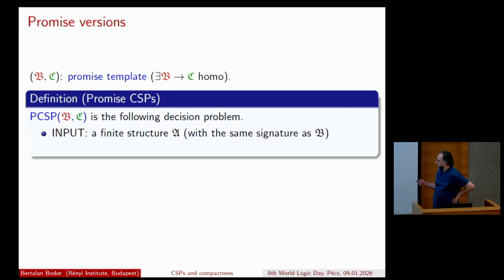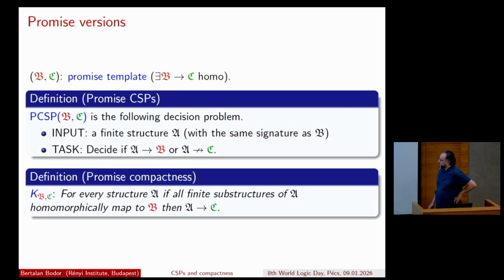And the promise CSP is very similar to the regular vanilla CSP. The only difference is that we have two structures to find homomorphisms to. And we want to say yes if there's a homomorphism to the first one, and we want to say no if there is no homomorphism to the second one. And there are some other cases where we don't care what we say, or you can say that someone promises you, hence the name, that either of the two cases happens. So this is distinguishing 3 colorable graphs from not even 1 million colorable graphs. How hard is it to do that?